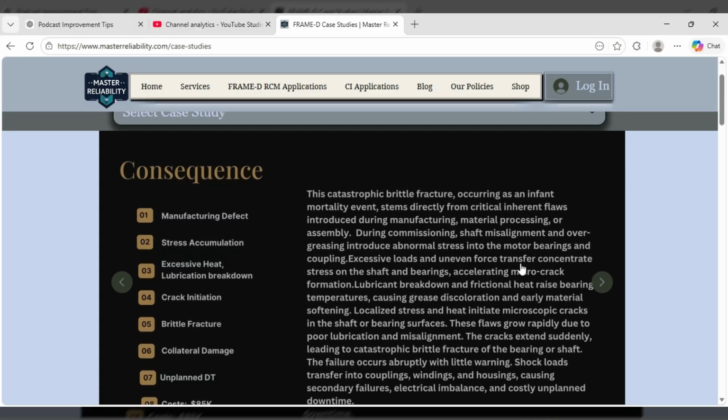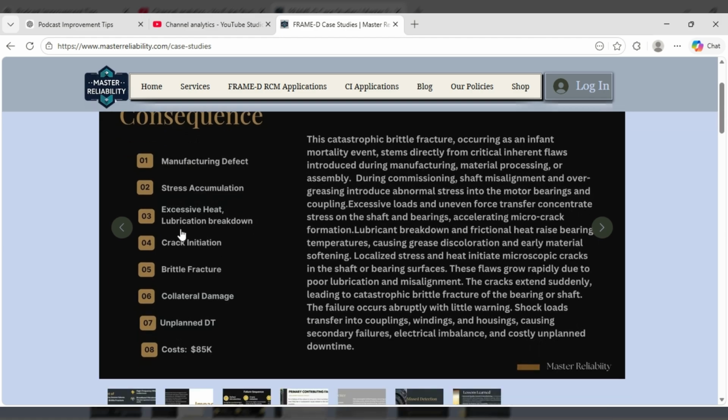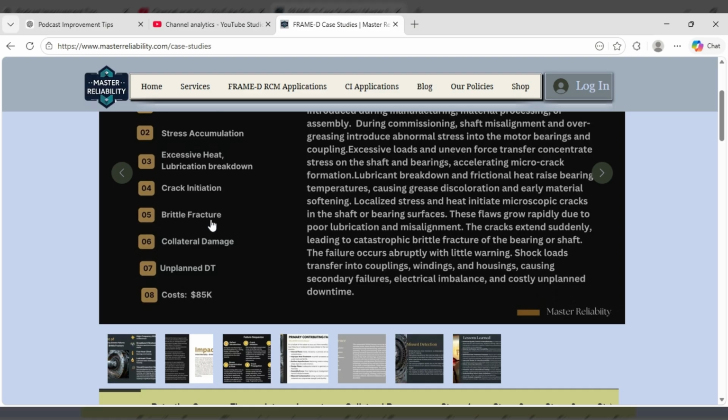And then what are the consequences? If you look here, the consequences: we have a manufacturing defect, stress accumulation, excessive heat, lubrication breakdown, crack initiation and propagation, brittle fracture, collateral damage, unplanned downtime, and the total cost of not paying attention early, of having untrained operators, is a whopping $85,000 a pop, which is quite a bit.